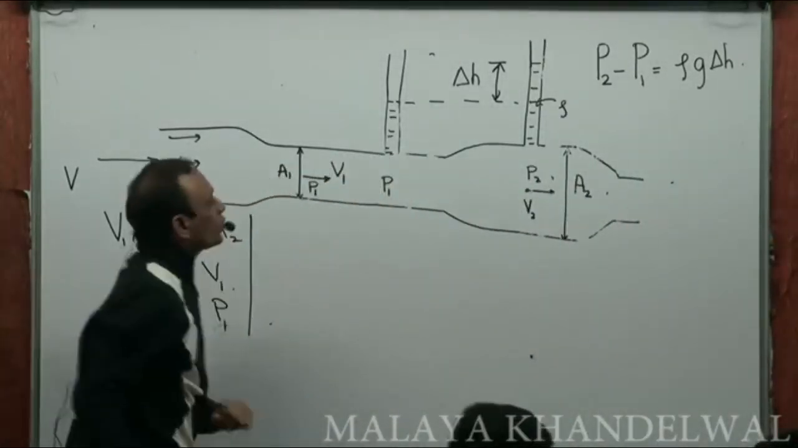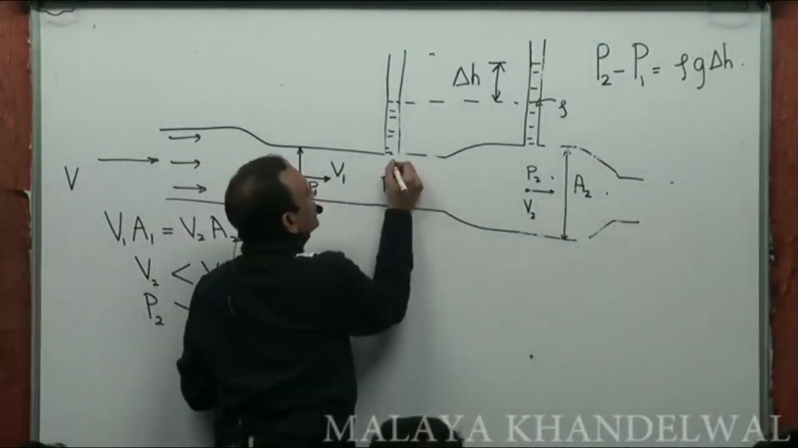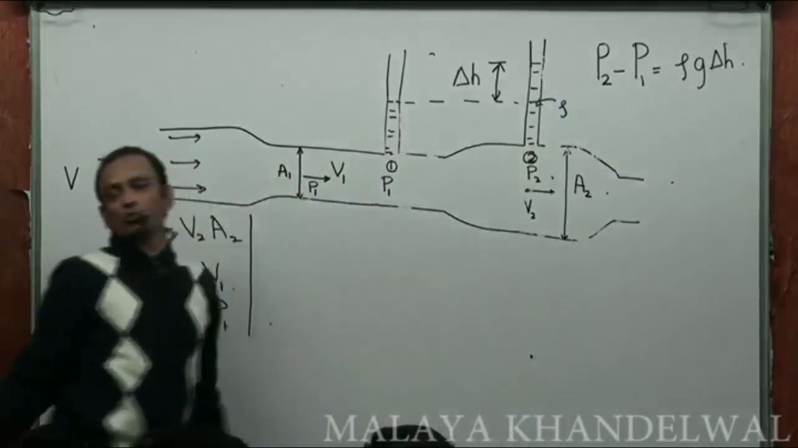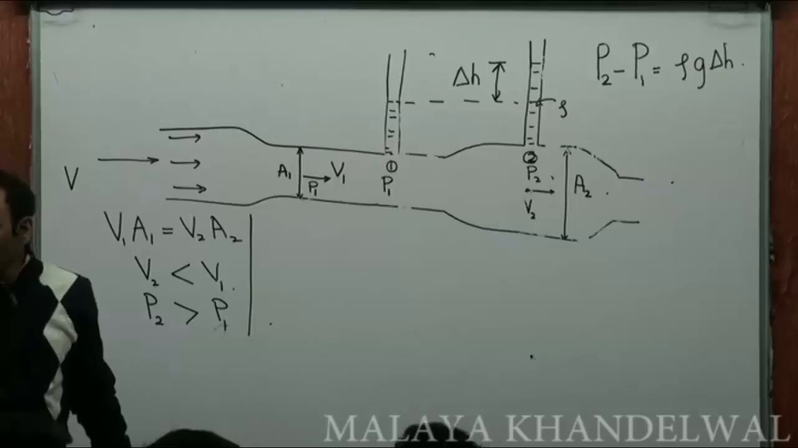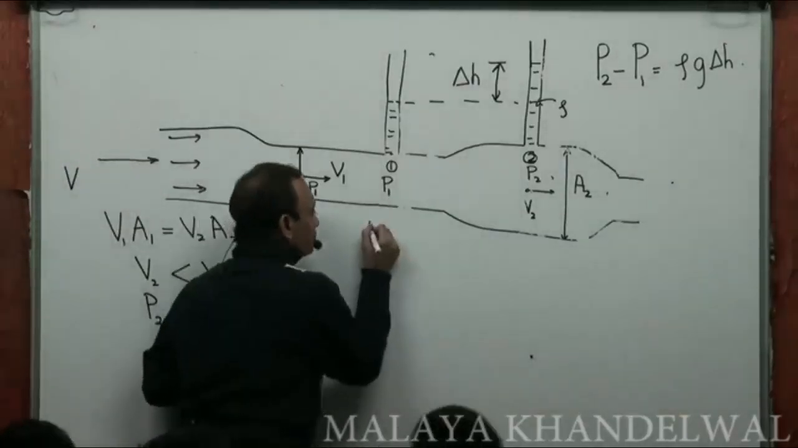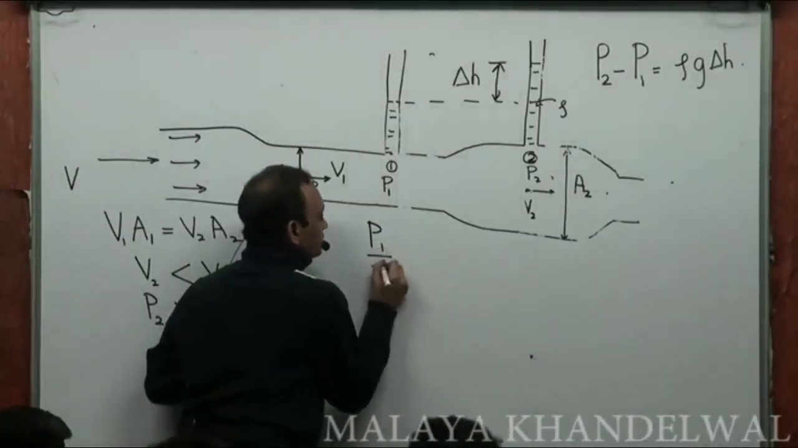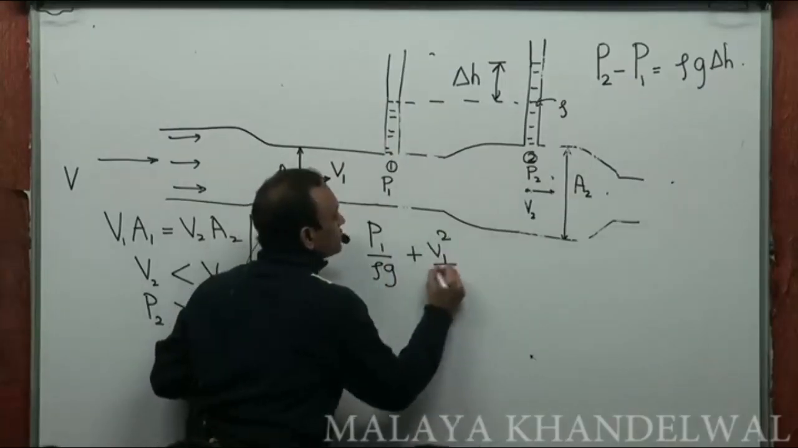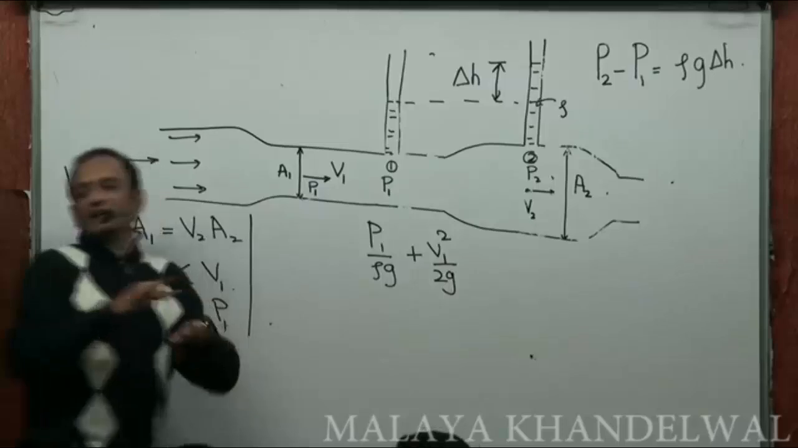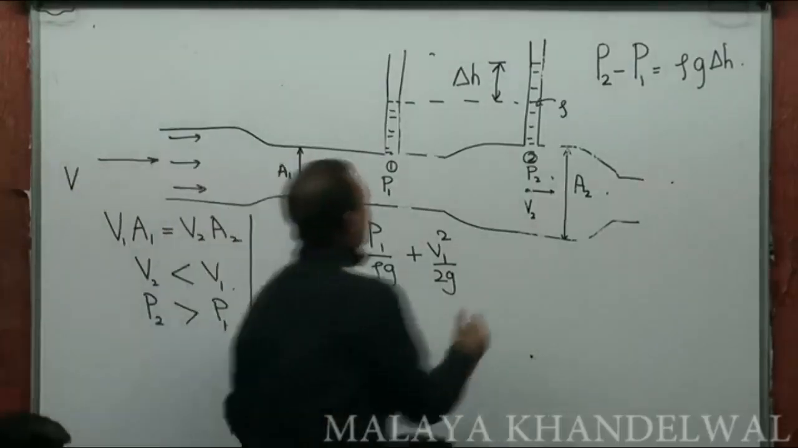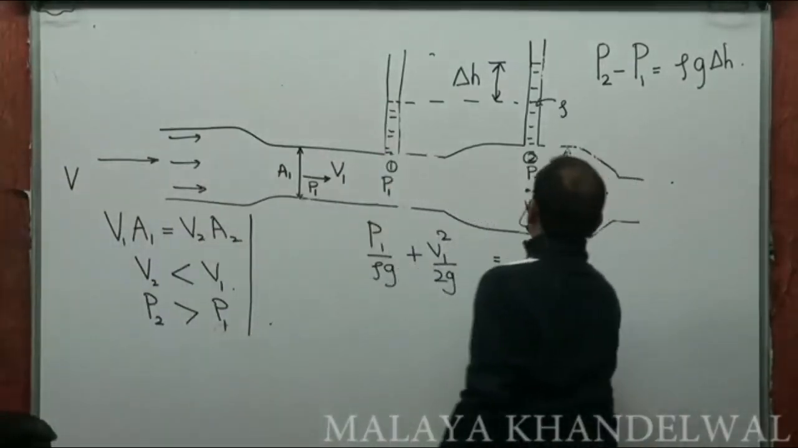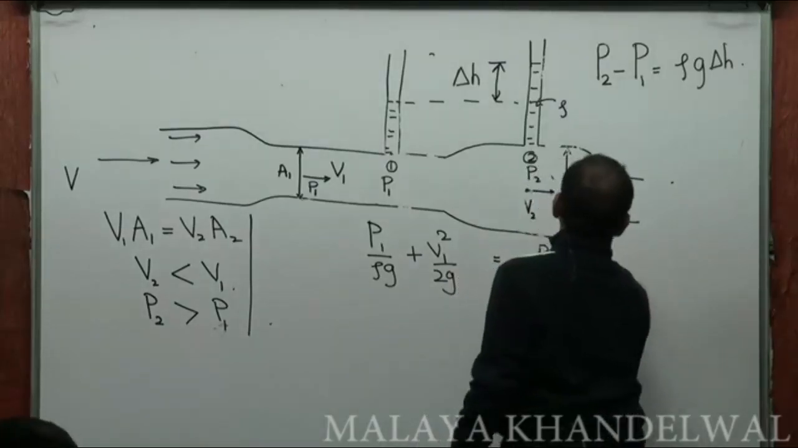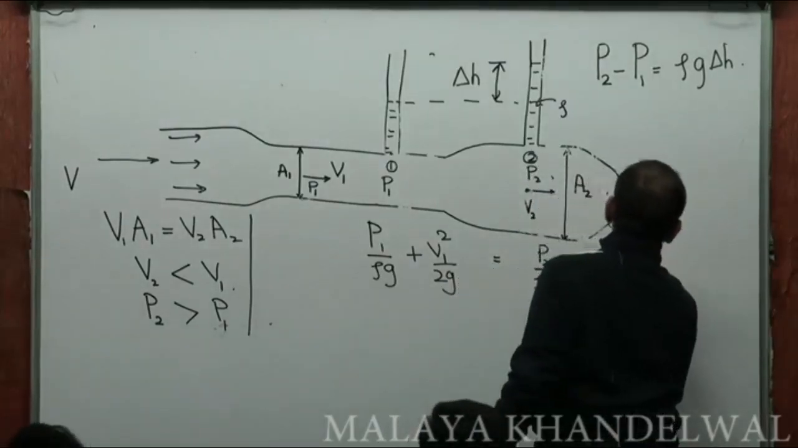Now, what I do is, in this cross section, refer to it as 1. In this cross section, refer to this as 2. Between these 2 points, I can apply Bernoulli's theorem, right? So, P1 by rho G plus V1 squared by 2G. H is the same on both sides. Datum is the same. Potential head is the same. And that must be equal to P2 by rho G plus V2 squared by 2G.